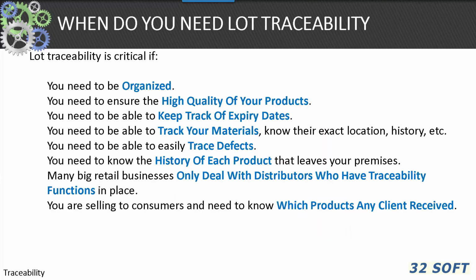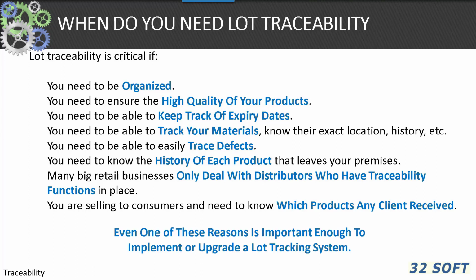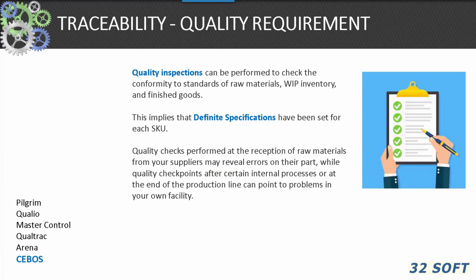So why would you want to do lot traceability? Well, it helps you get organized, it lets you keep track of expiration dates, you can trace defects, you can have a history of each product. Like I say, companies like Amazon and Walmart won't even deal with you these days unless you've got a traceability function. Even one of these reasons is important enough to implement or upgrade your lot tracking system.